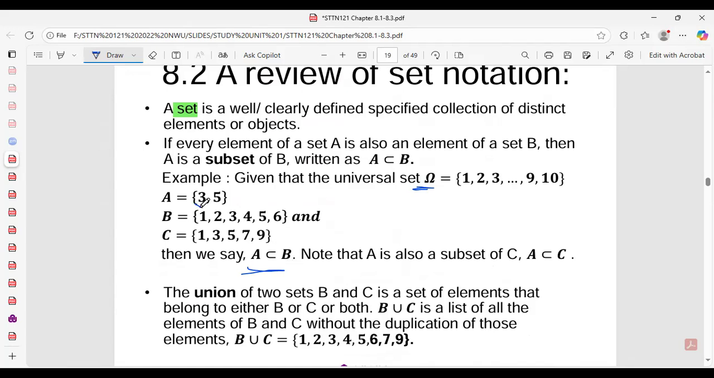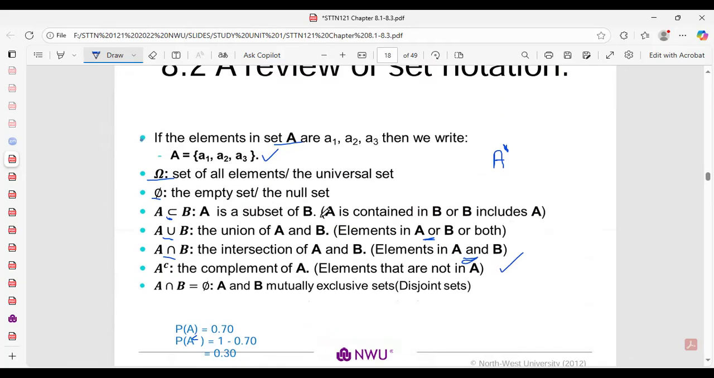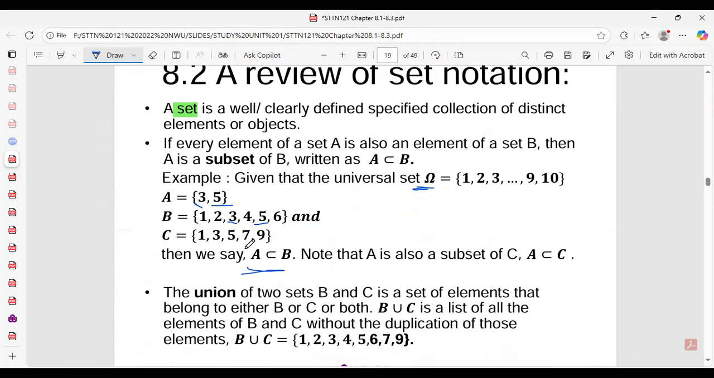On A, we have 3 and 5. On B, there's also 3 and 5. That's why they say that A is contained in B. Let's go back here so that we can see. A is contained in B. You see, and B includes A.